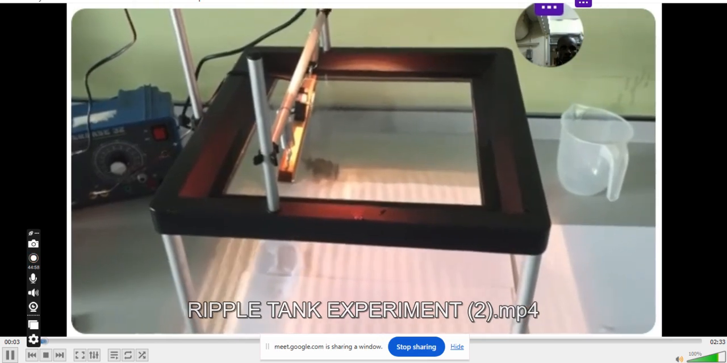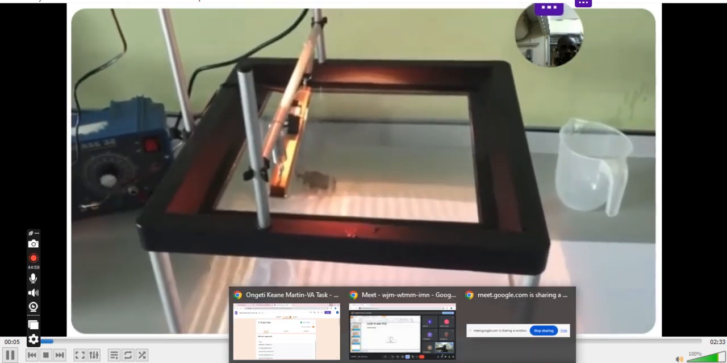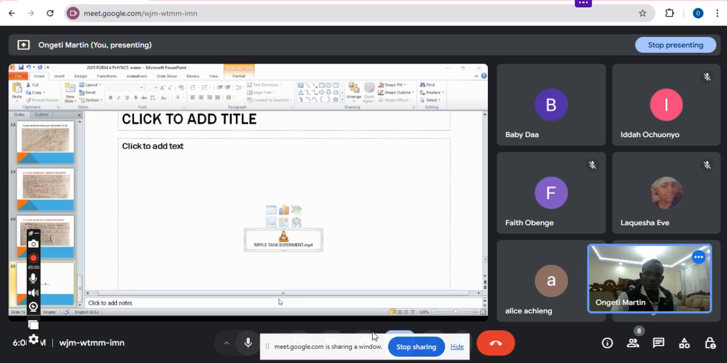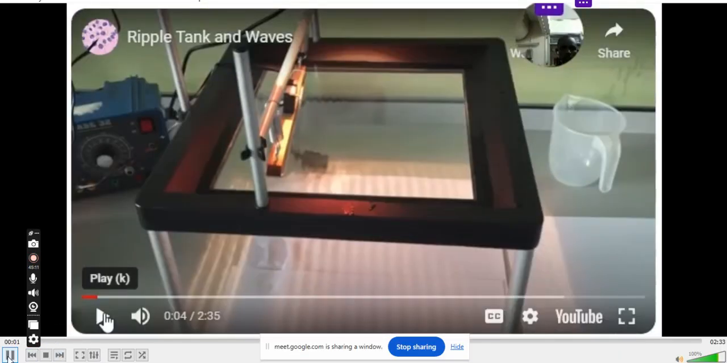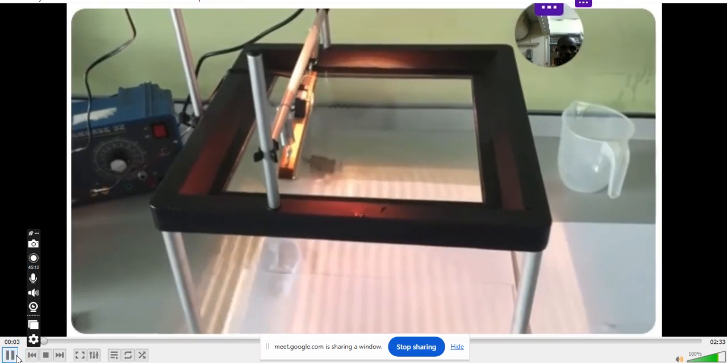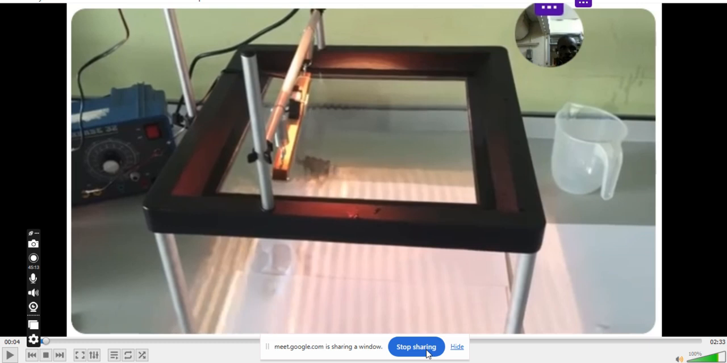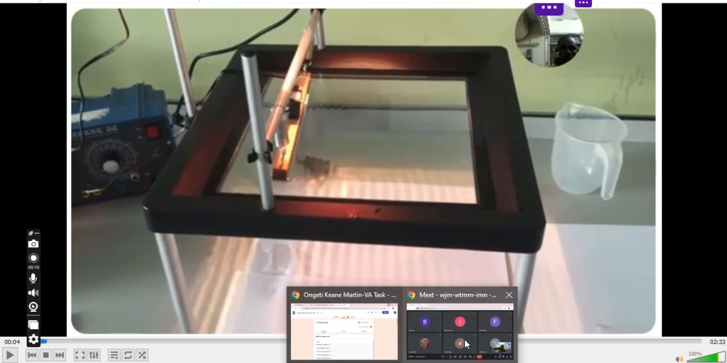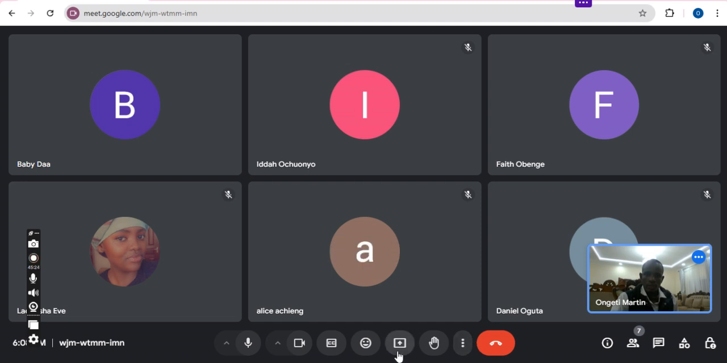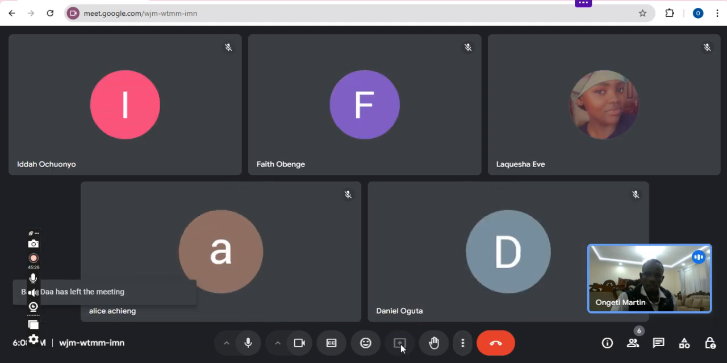AQA and the GCSE Trilogy Combined Science Physics component for AQA. It's the ripple tank, and as you can see how this works, we have a tank of shallow water. Just a minute, let me share it for the last time and then we stop after that.